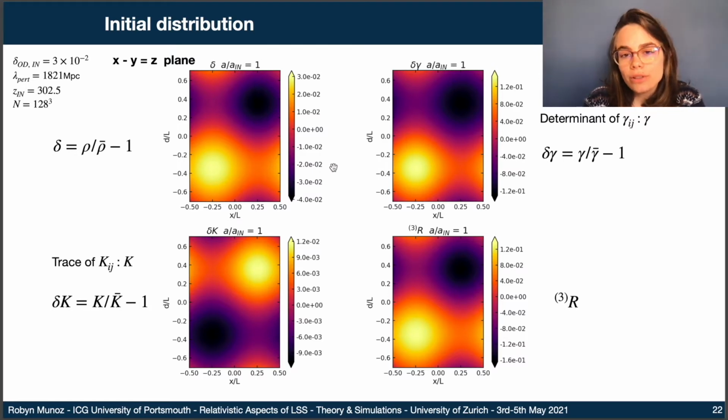But you can also look at other parameters that show a reflection of this structure, such as the contrast in the determinant of the spatial metric. This will give us a notion of the volume element compared to the background. And then we also have the contrast in the trace of the extrinsic curvature. And so this will give us a notion of the expansion compared to the background. And then finally here you have the 3-Ricci scalar, and this obviously gives you a notion of the shape of space in those various locations.